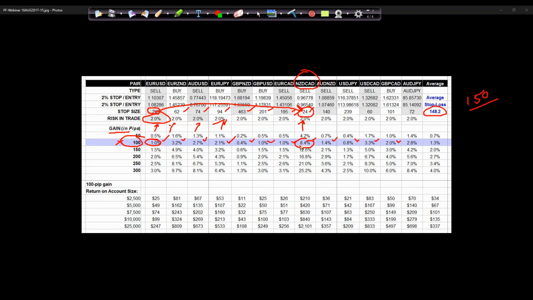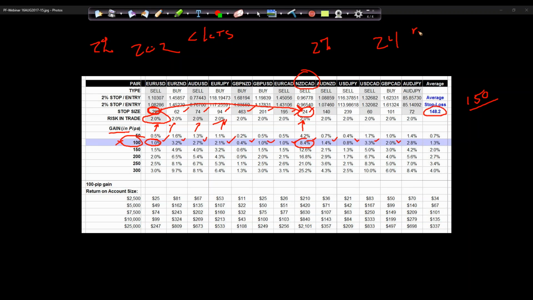Why is that? Because I can put more lots into the same trade. You put 2% into the stop loss, which means here I have 24 pips. I can put 2% of my account into it. So I can buy a whole lot more lots because I only have to cover 2% of my account into 24 pips. Over here, I can only buy a handful of lots because that same 2% of my account has to cover 202 pips. So here I have fewer lots.